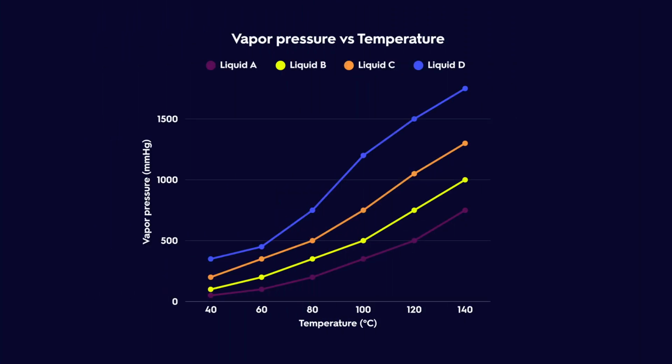For example, imagine a figure of vapor pressure versus temperature for several liquids. A dashed line marks the boiling point, where vapor pressure equals atmospheric pressure. If atmospheric pressure decreases, that equality happens sooner, which means the liquid boils at a lower temperature.